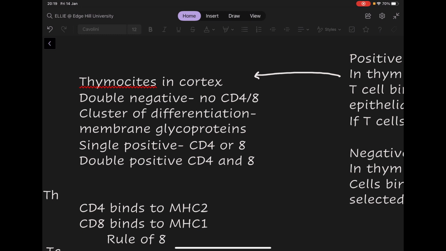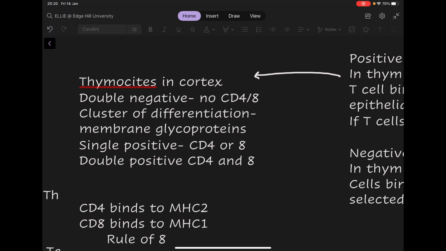Well, you can have different types of T cells. You can have a double negative T cell. This is when they don't have the molecules called CD4 or CD8 on them. So a double negative cell has neither of these. You can have a single positive T cell, which has either a CD4 or a CD8 molecule. Or you can have a double positive T cell, which has both a CD4 and a CD8 molecule.